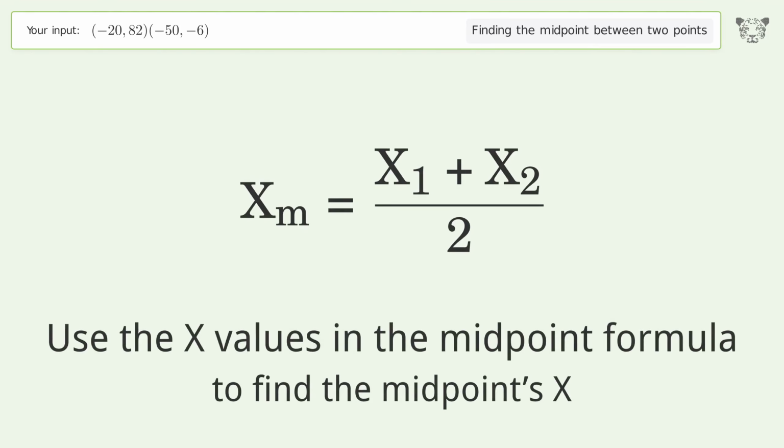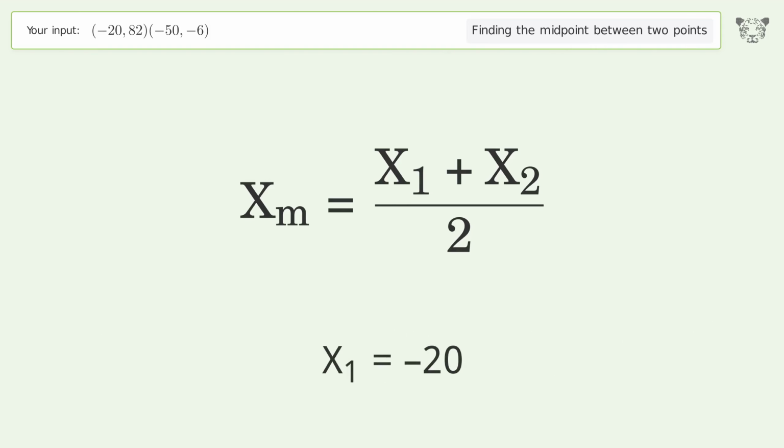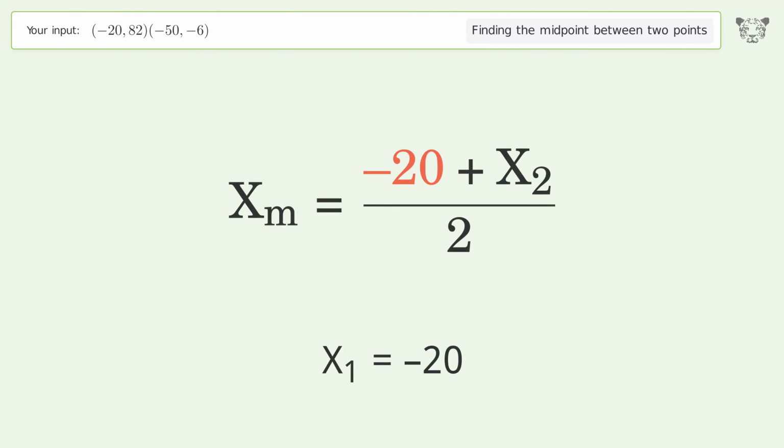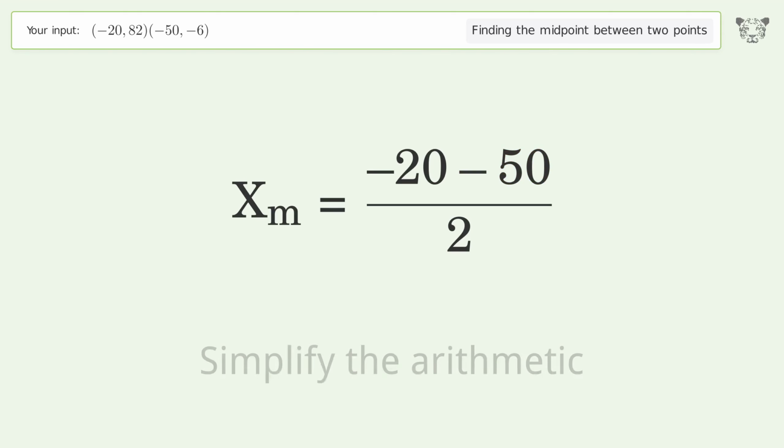Use the x values in the midpoint formula to find the midpoint's x. x1 equals negative 20. x2 equals negative 50. Simplify the arithmetic.